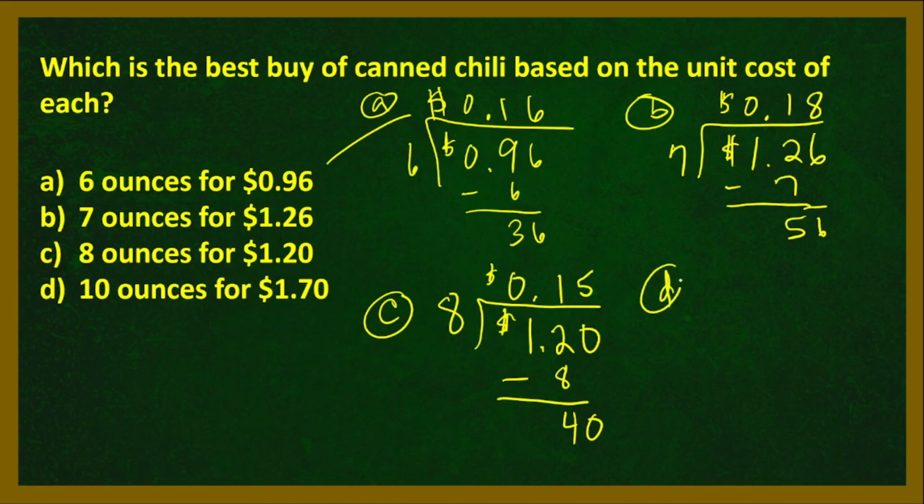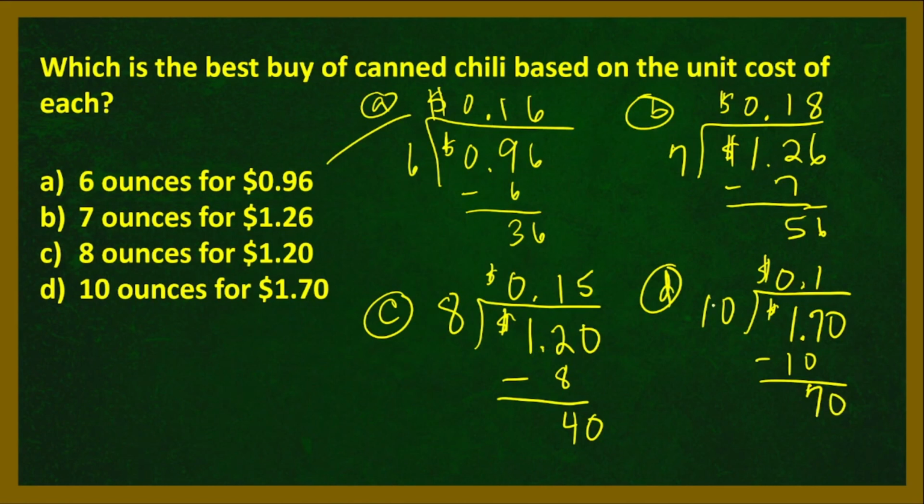And finally, let's work selection D. 10 ounces divided into $1.70. 10 goes into 17 one time. 1 times 10 is 10. 10 from 17 will leave us with 7. Bring down our 0. 10 goes into 70 7 times. And that's 17 cents for our unit cost for selection D.